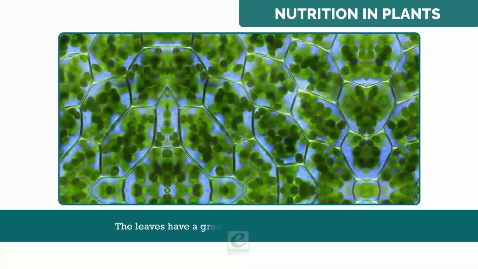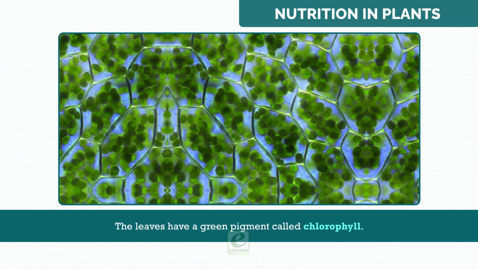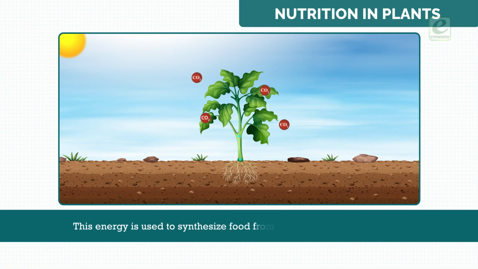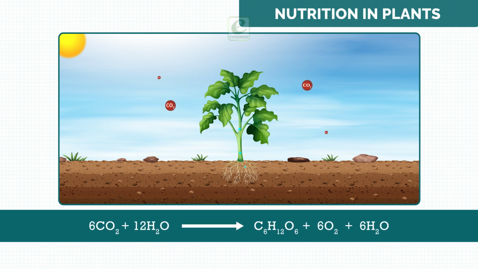The leaves have a green pigment called chlorophyll. It helps leaves to capture the energy of the sunlight. This energy is used to synthesize food from carbon dioxide and water. The process can be represented by an equation. Carbon dioxide, or 6CO2, plus water, or 12H2O, gives carbohydrate or glucose, which is C6H12O6, plus oxygen, which is 6O2, plus water, which is 6H2O.